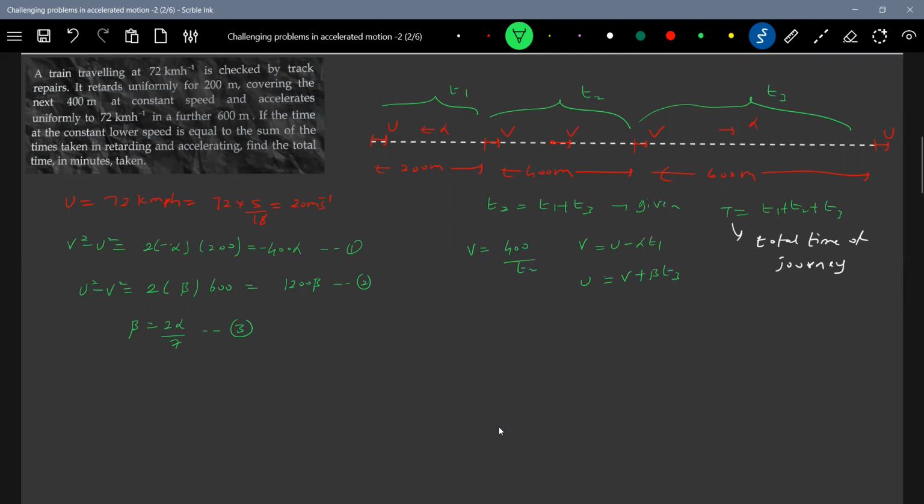So therefore, substituting all this in the above equation, 400 by V equal to U minus V beta. That's one primary equation. Let me have this in hand. Let me substitute this in equation 4.